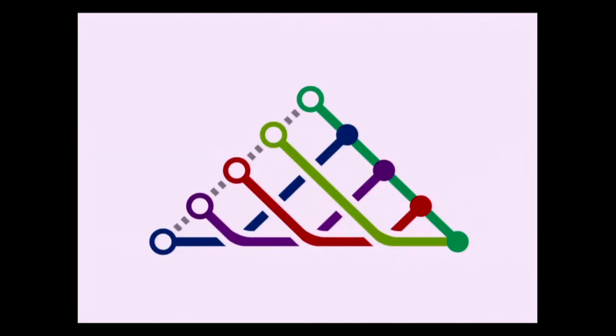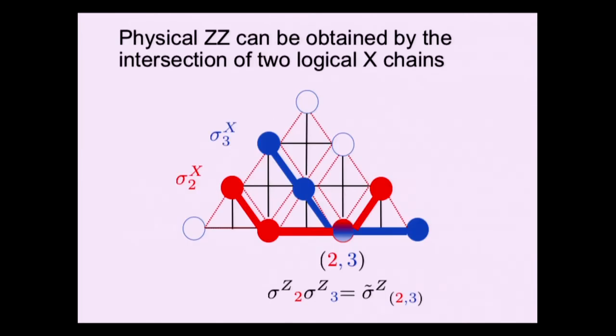This is a model for 5 qubits, and all the sigma X operators that we can see intersect each other in multiple places. This is quite interesting because we can show that the physical ZZ operators can be obtained by the intersection of two logical X chains. So we see that when the 2 and 3 chains intersect, we have the sigma 2 to 3 interaction.